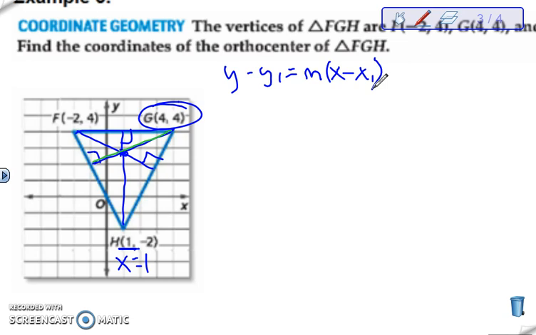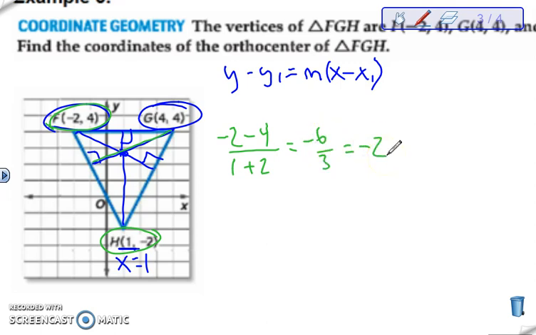So if I take the slope from F to H, it would be -2 minus 4 over 1 minus -2. And if we remember from one of our previous lessons, perpendicular lines always have negative reciprocal slopes, right? So we're going to flip the fraction, drop the negative. That's the slope we're going to use in the equation of our line.